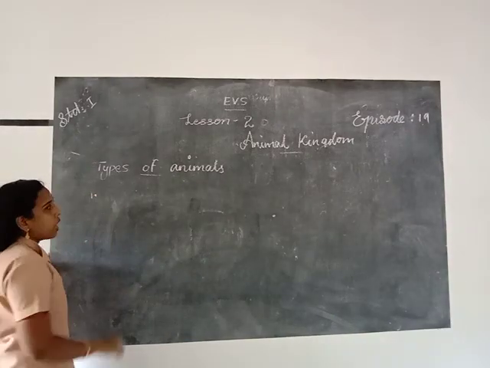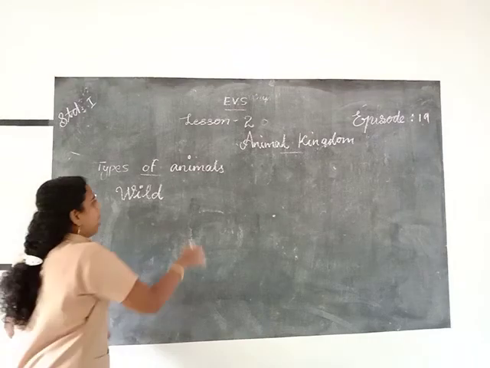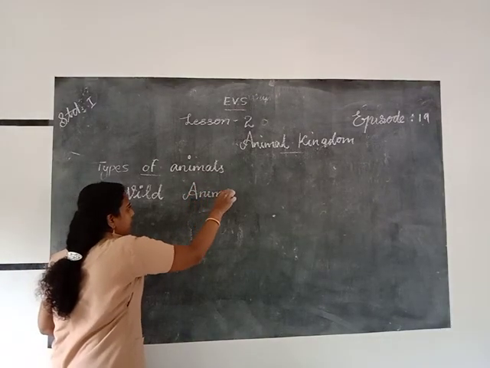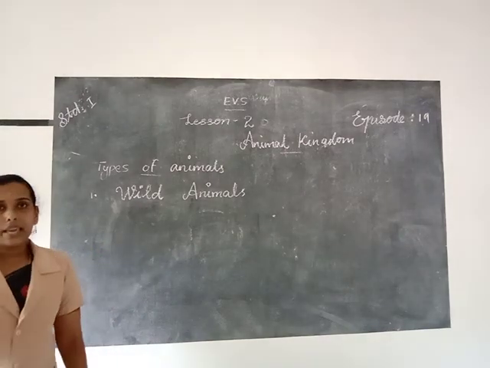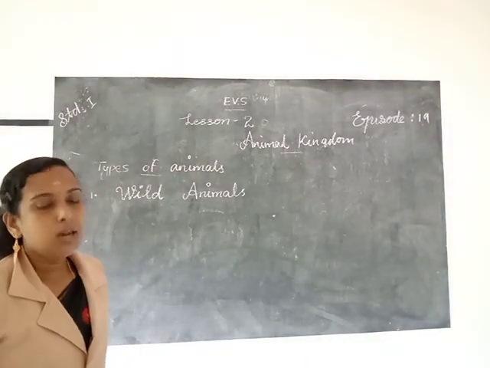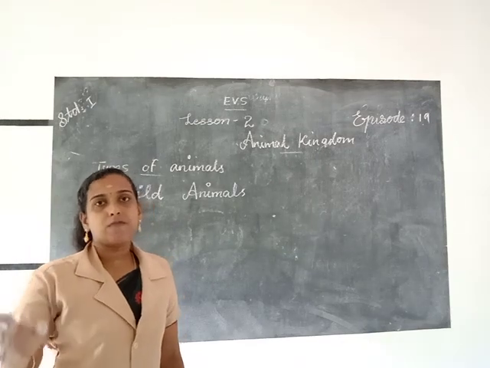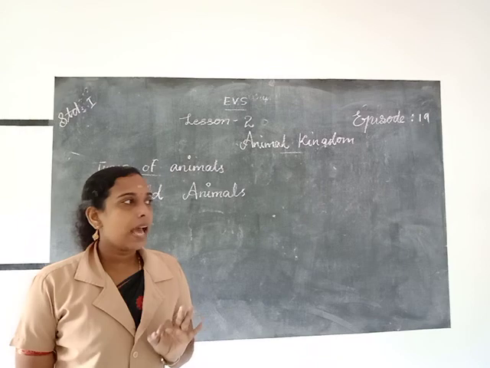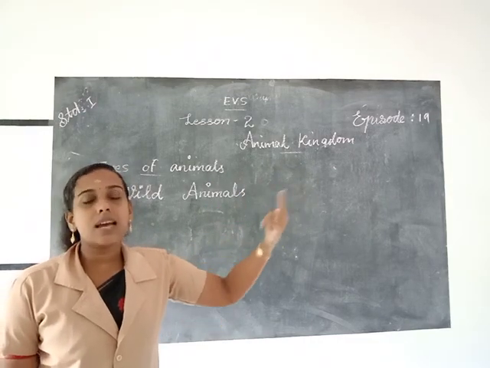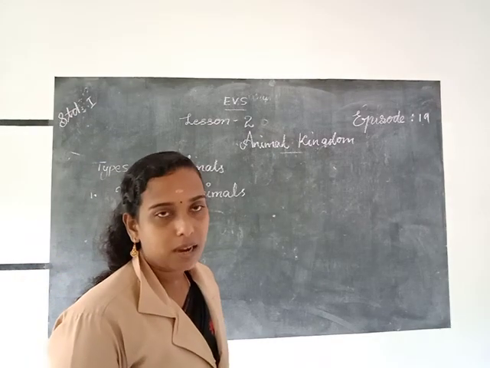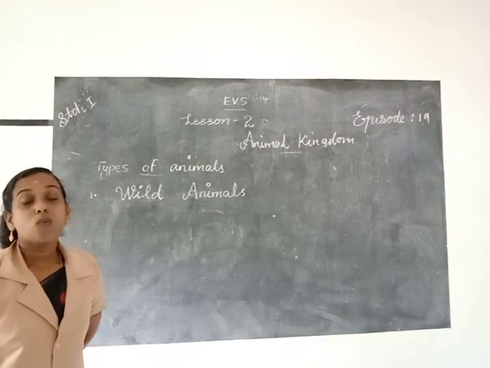So the first type of animal is wild animals. W-I-L-D, wild animals. A-N-I-M-A-L-S, wild animals. So what do you mean by wild animals? Some animals live in the forest, and these types of animals are called wild animals, like tiger, lion, giraffe. The animals that live in forest are called wild animals.